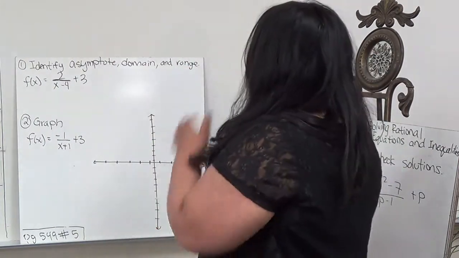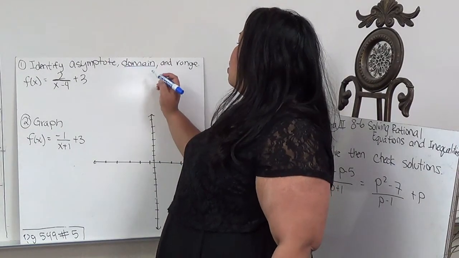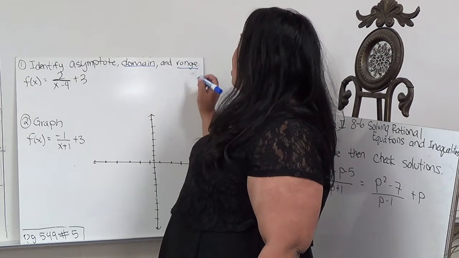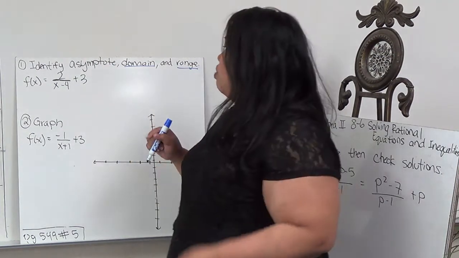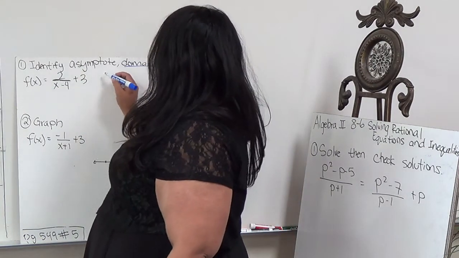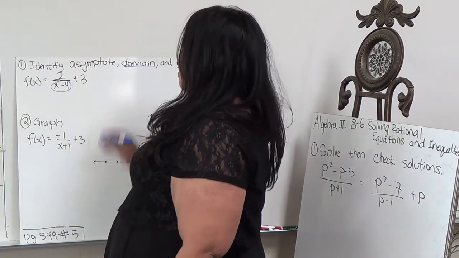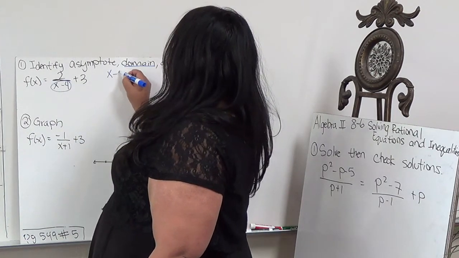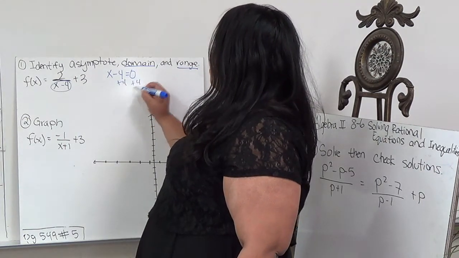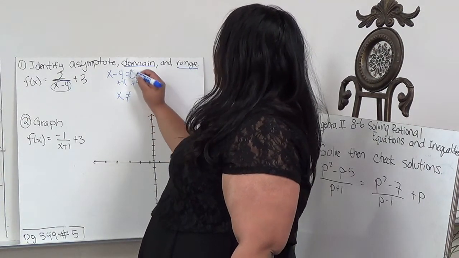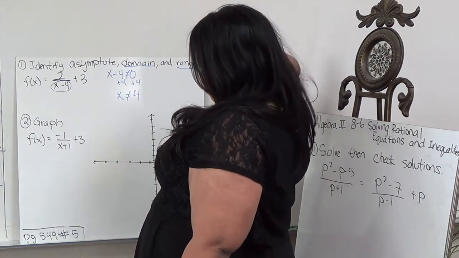So for the first one, it's asking us to identify the asymptotes, domain, and range. The domain is where x is defined, and the range is where y is defined. Once I find the asymptotes, I can easily find the domain and range. The x asymptote, where it goes up and down, is where x is undefined. So x cannot equal 4. This is my x asymptote.